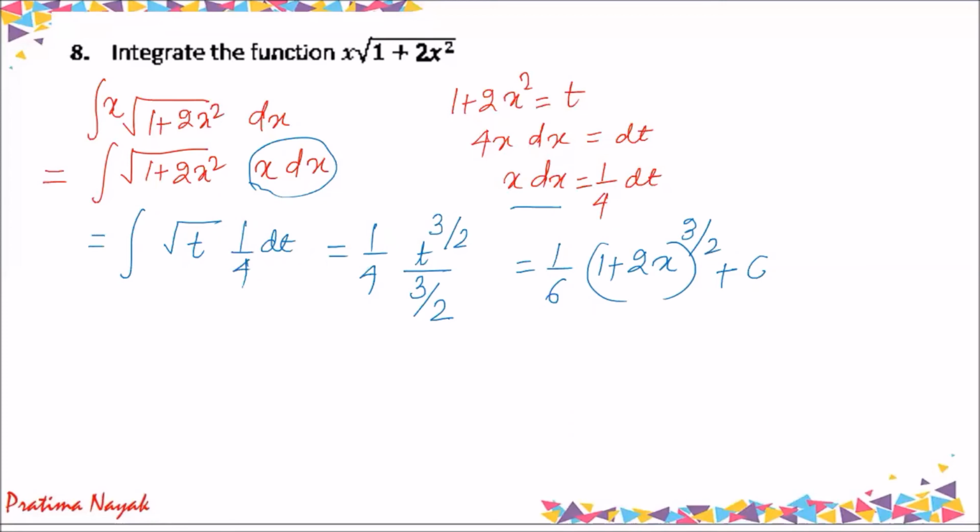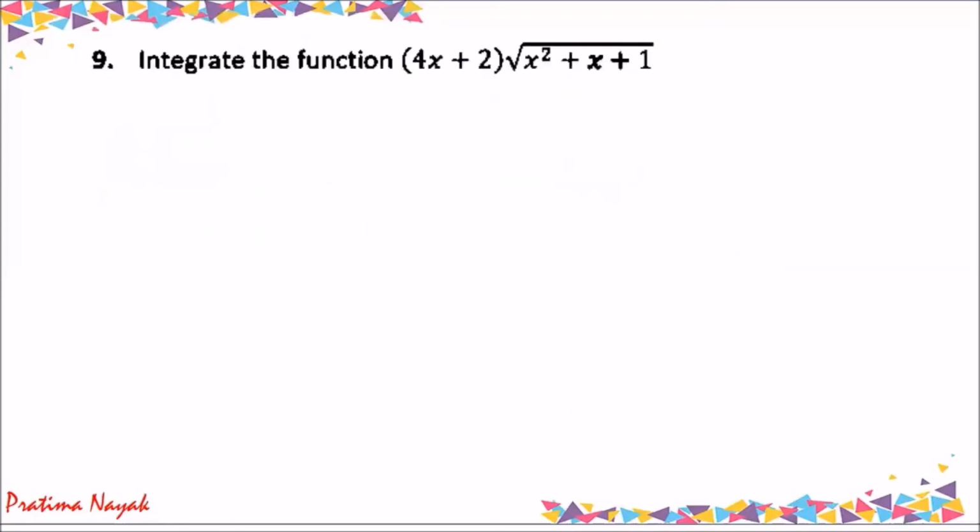Next is question number 9. Question number 9 is also a similar question. So integration of under root x square plus x plus 1 into 4x plus 2. Now think, if I take this as t, then what is its derivative? It is 2x plus 1. But it is 4x plus 2.